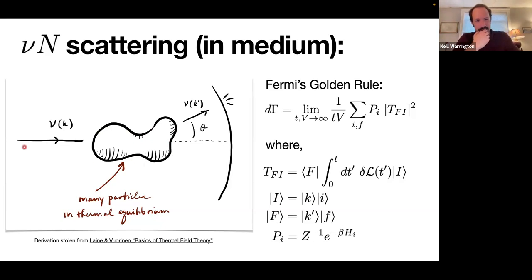I didn't mean it, but it looks like a goldfish. A neutrino comes in with momentum K, scatters through this stuff, comes out with momentum K prime. We would like to know the rate for the scattering process. What is the rate for a neutrino to scatter from momentum K to momentum K prime?